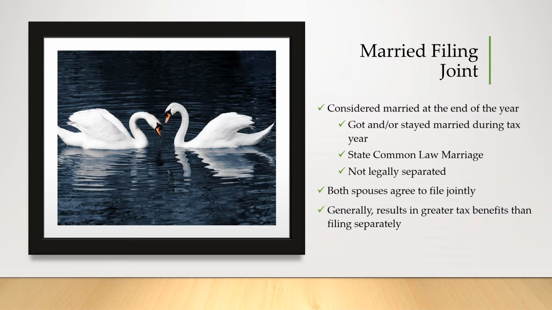So the second criteria to this is that both spouses need to agree to file jointly. So if one of the spouses says, I don't want to file with so-and-so, then they would need to file separately. They could not file jointly. Both spouses need to agree. And this is because when both spouses file a joint return, they are legally responsible for everything that is on the return, both together and each individually.